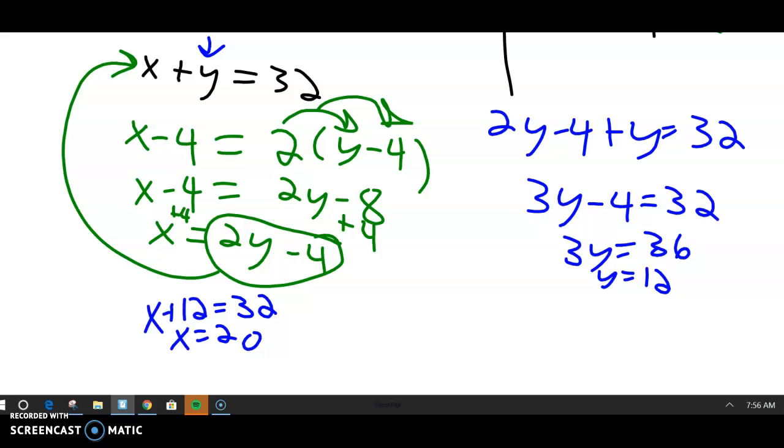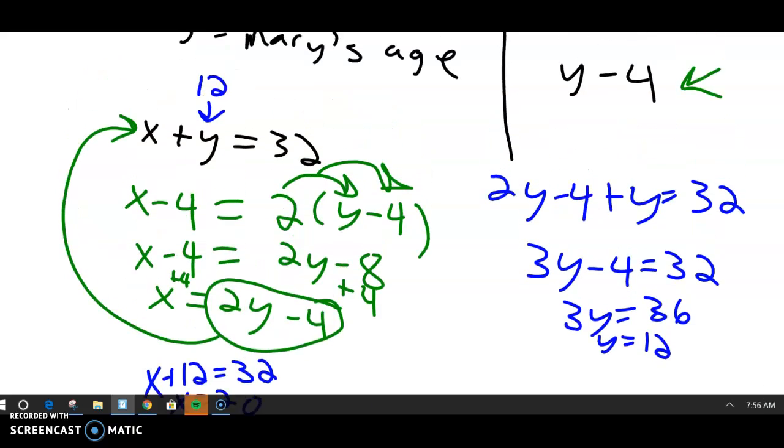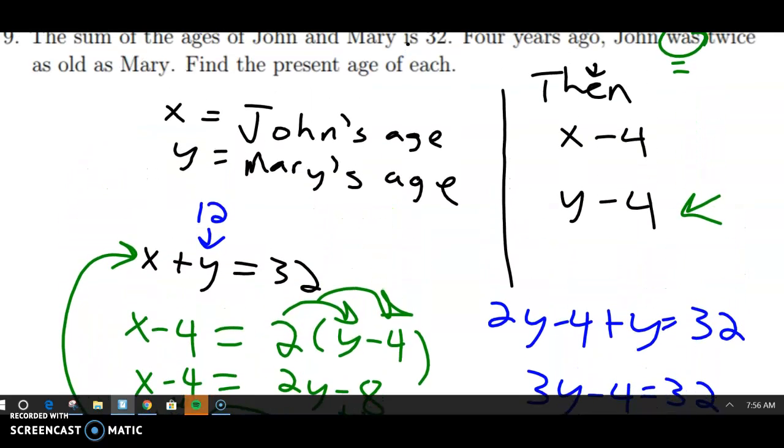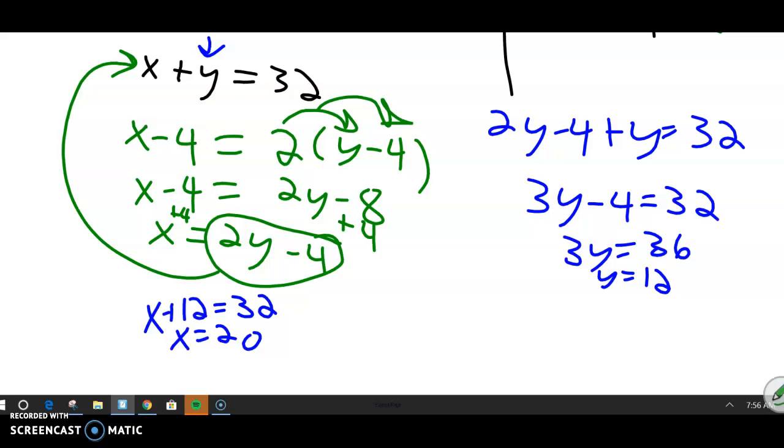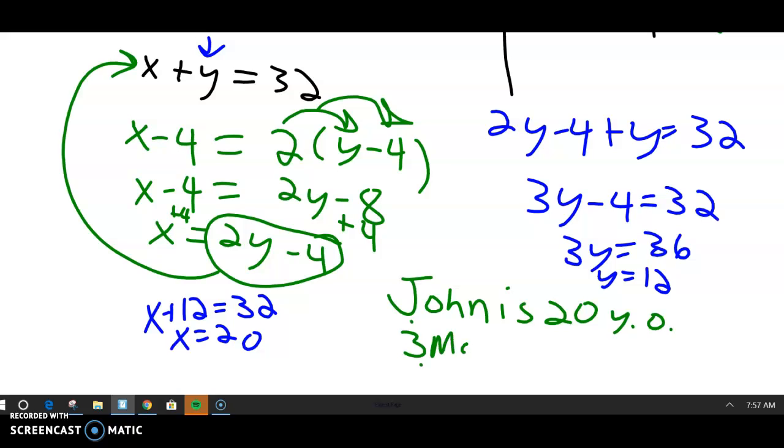So, in our original equation, we need to look at what it asked for. It asked for that present age. Okay, so we notice that present age. So John is 20 years old, and Mary is 12.